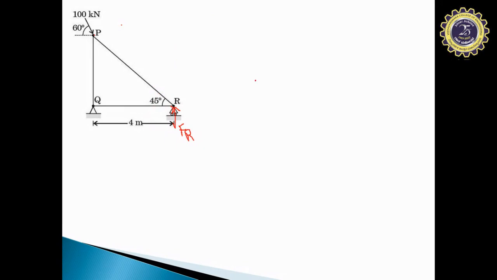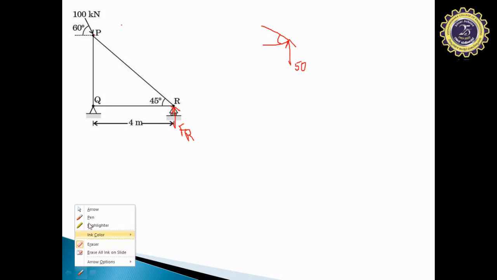Since you have only 2 unknowns, both can be found using 2 equations, that is sigma Fx equal to 0 and sigma Fy equal to 0. Since this seems a little bit easier, we'll go for joint R. We'll draw the same joint. This is the joint R that we have. What we got? We got it as 50 kilonewton. This is our joint R, and this is 45 degrees.